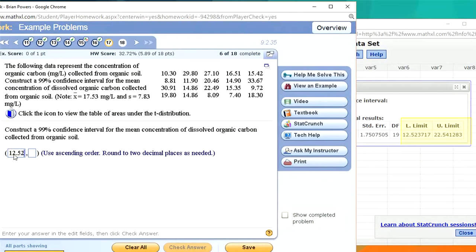12.52 to 22.54. That's our confidence interval. Easy as pie. And again, the way we interpret that is we would say we are 99% confident that the population mean is between 12.52 and 22.54 milligrams per liter organic carbon.